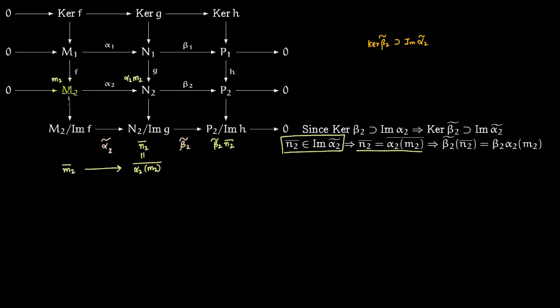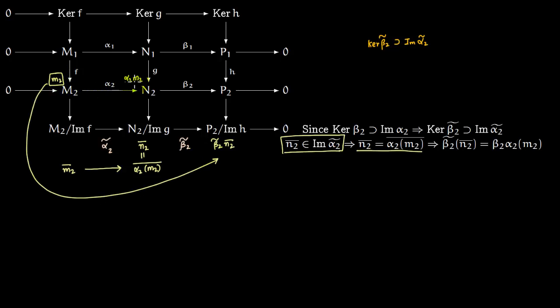But this entire rectangle, this big rectangle here, commutes. So if you focus on m2 here, m2 descends to m2 bar, then it goes to alpha 2 tilde of m2 bar, which is n2 bar, and then it goes to beta 2 tilde of n2. So this m2 gets mapped right here.